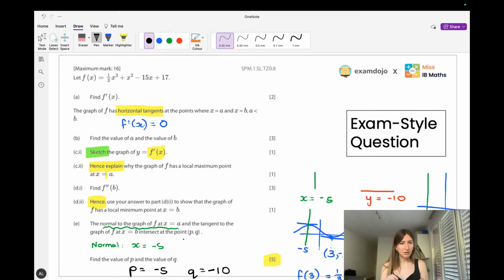Just look for keywords like horizontal tangents, things like sketch or hence. Those are all your clues on how to solve things. Look at the mark allocation. So if it's 1 mark, that's how much time you're spending on that question. That means you are not going to be doing any crazy working out. You don't have to do any massive thinking on that. You just need to use something that you have on your page to work that out.